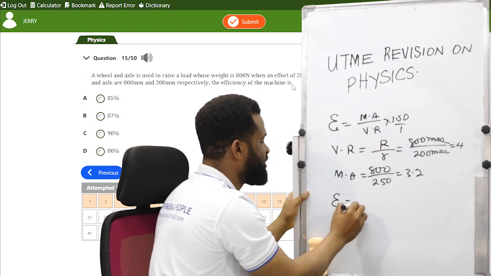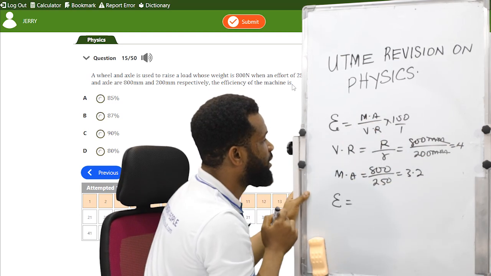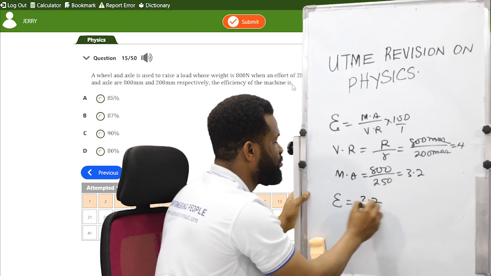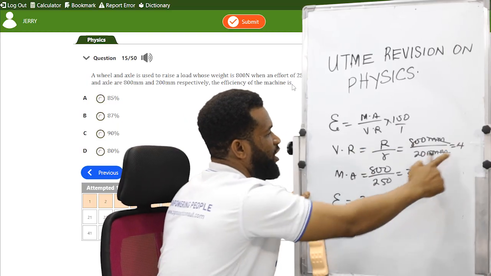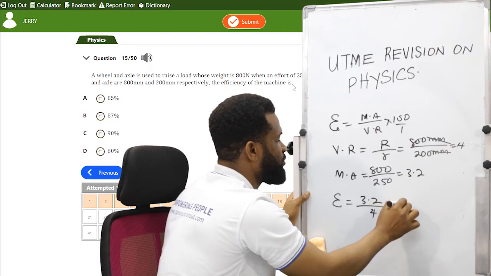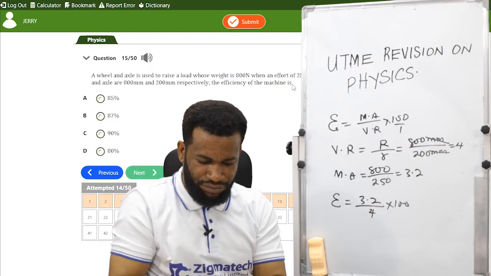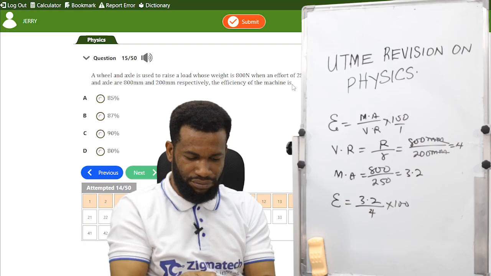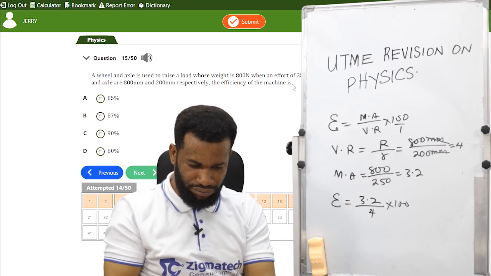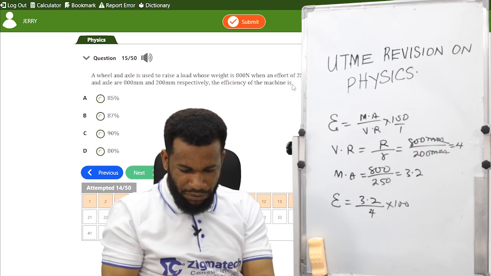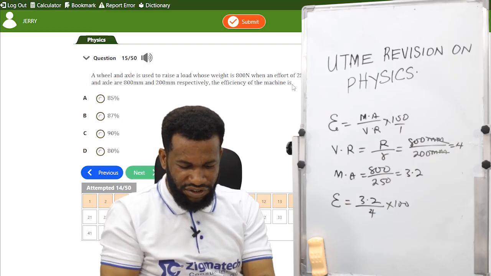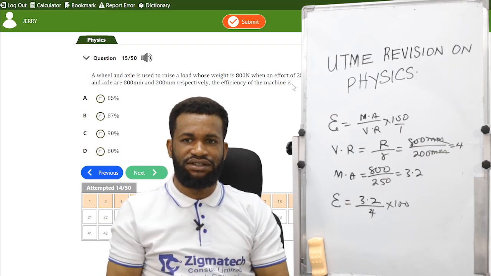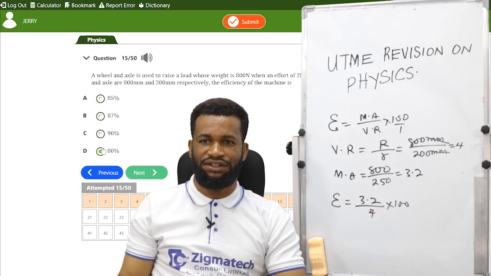So I have that efficiency is, where I have mechanical advantage, I'm putting 3.2 over velocity ratio, I will put 4, then times 100. Divide by 4. So this is 80. 80 is the answer. The option is D.